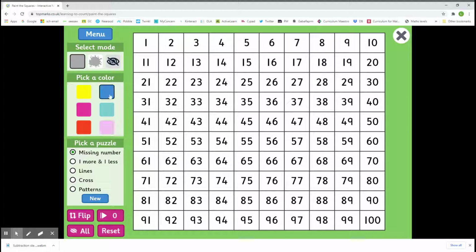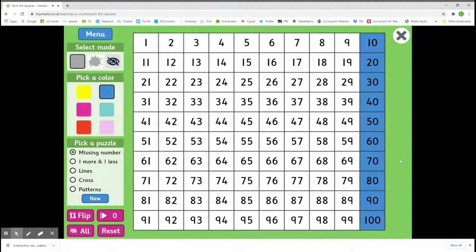So what you need to know is that all the multiples of 10 are here. 10, 20, 30, 40, 50, 60, 70, 80, 90, 100. Basically the 10 times table. They all end in a 0. We know that all multiples of 10 end in a 0 forever and ever, amen.